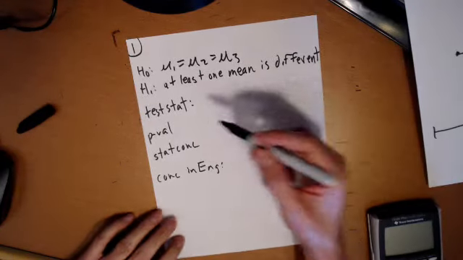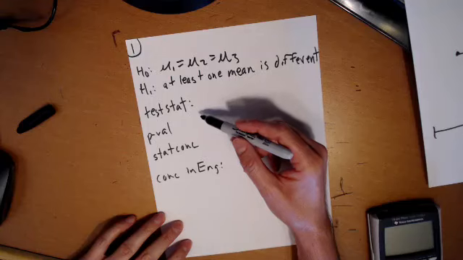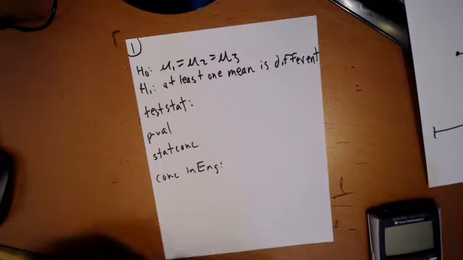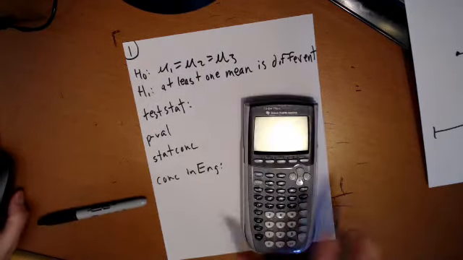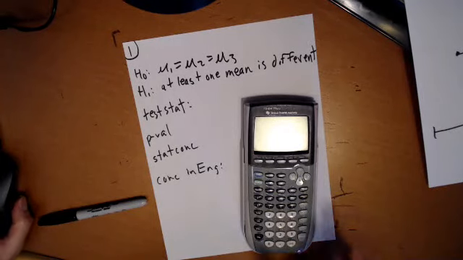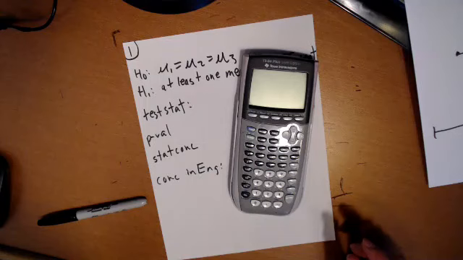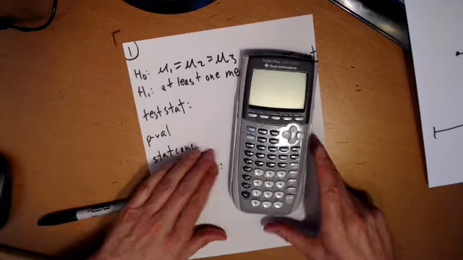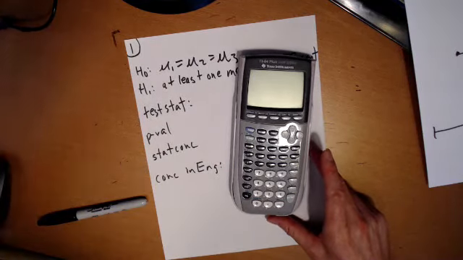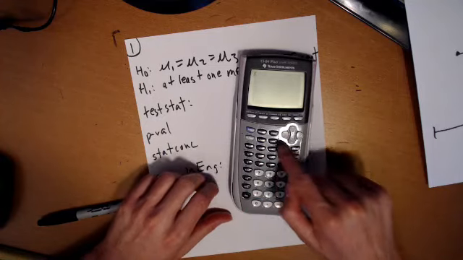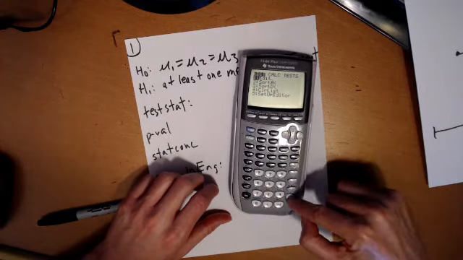Test stat. Figuring out the test stat is super duper complicated, unless you have a calculator. As long as you have a calculator, it's pretty easy, as with most things in life. So we're going to have to put the data into three different lists. Go to Stat, Edit, Enter.